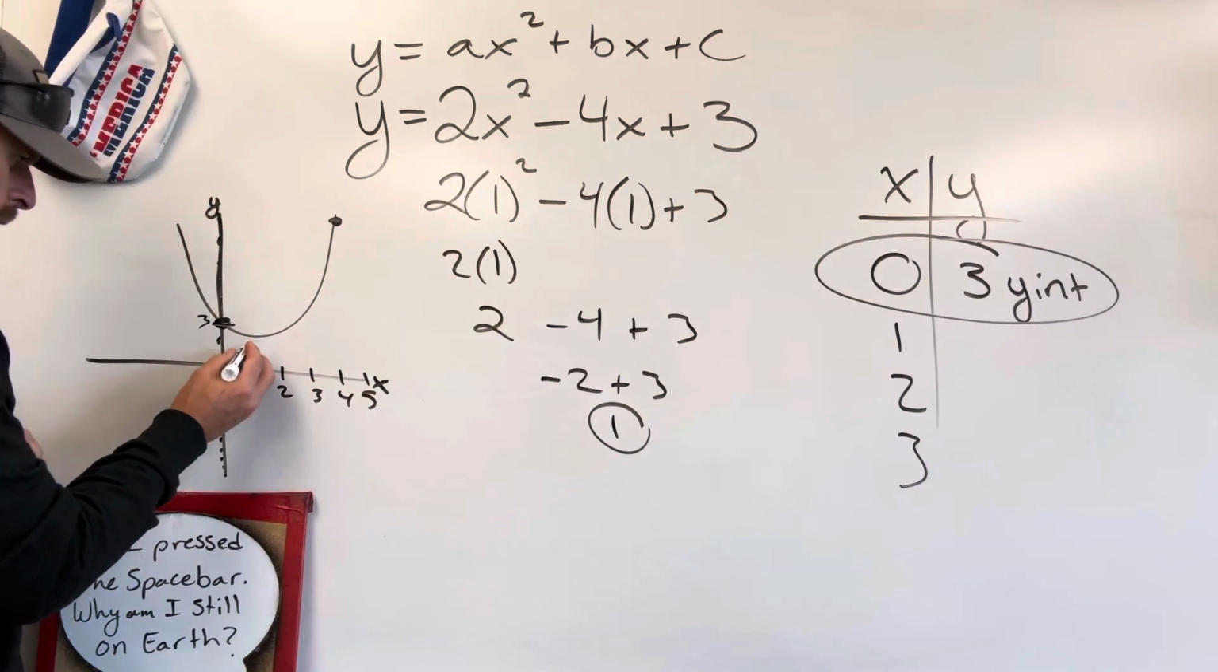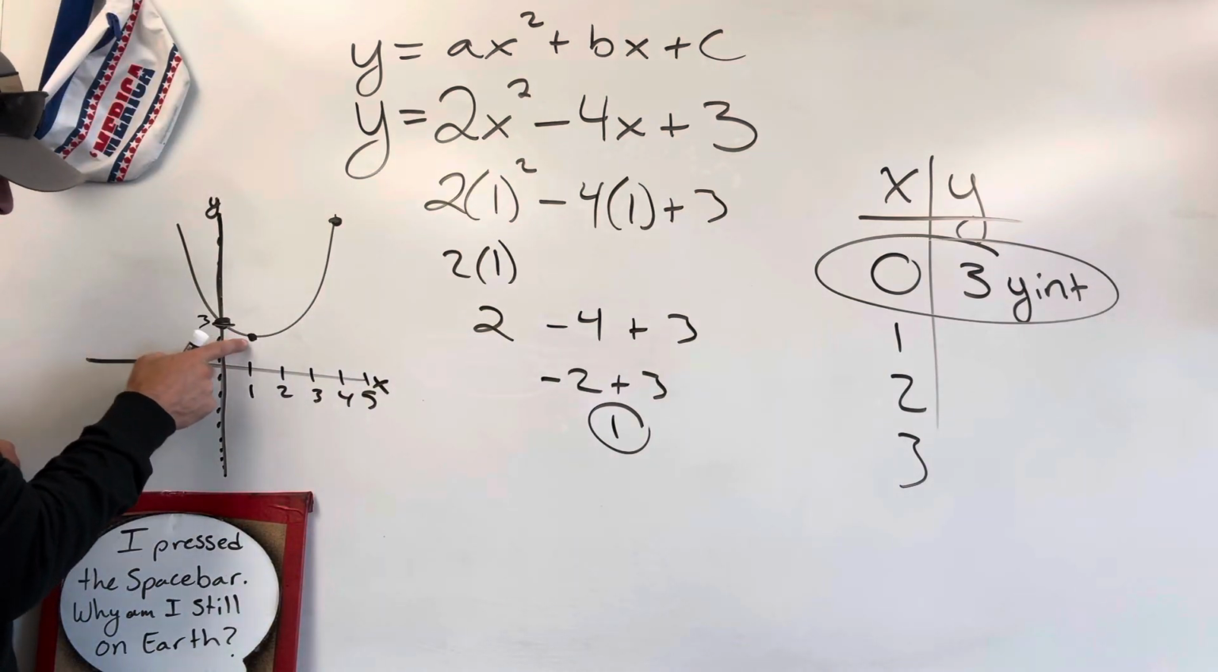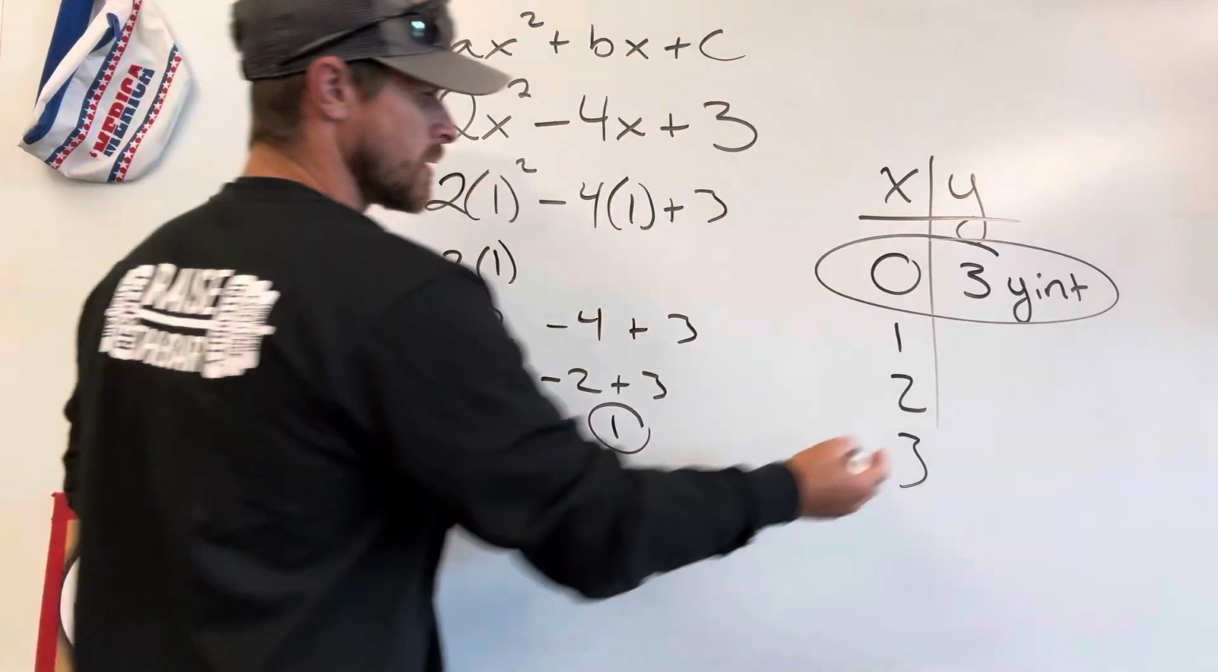So 1 over, 1 up. Yep, that dot would be lower than this dot. Things are looking good. So I'm going to say 1, 1.